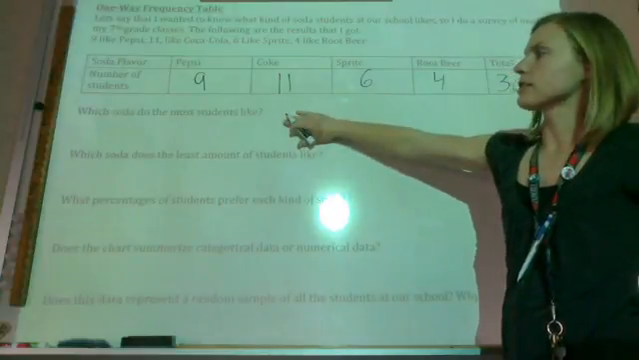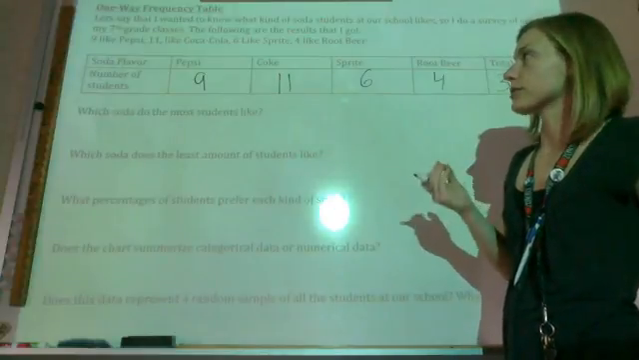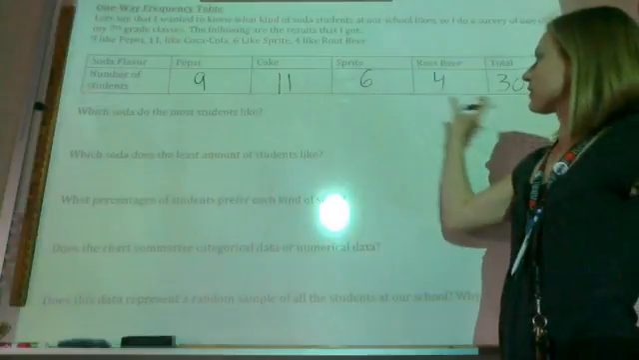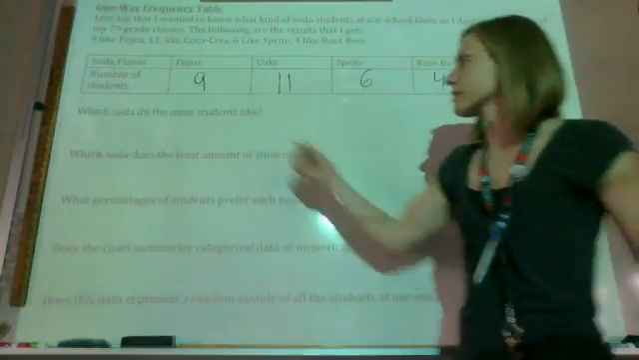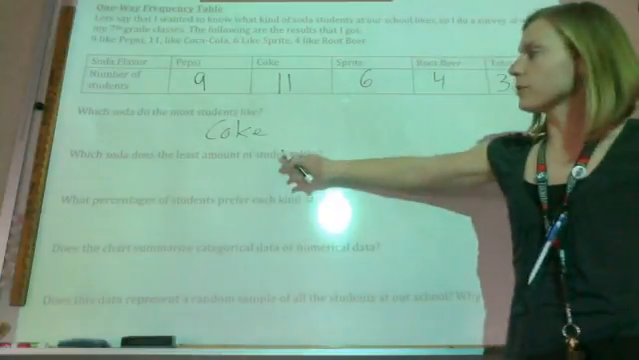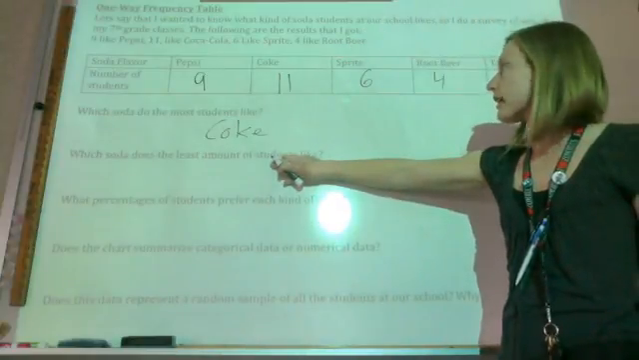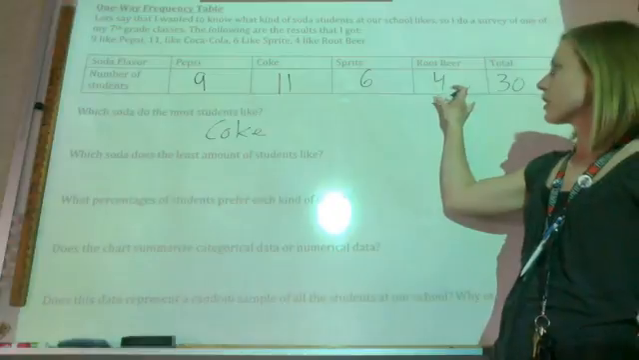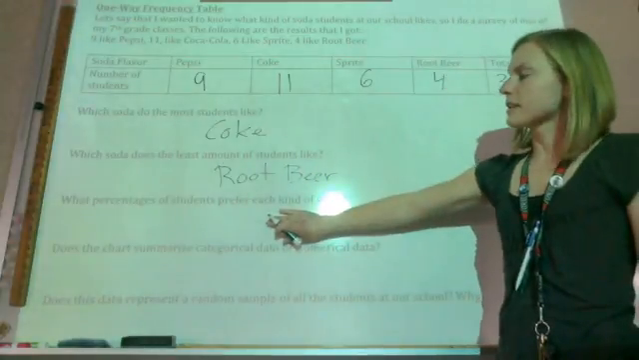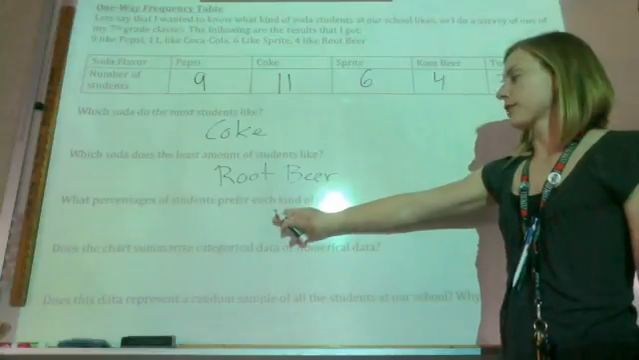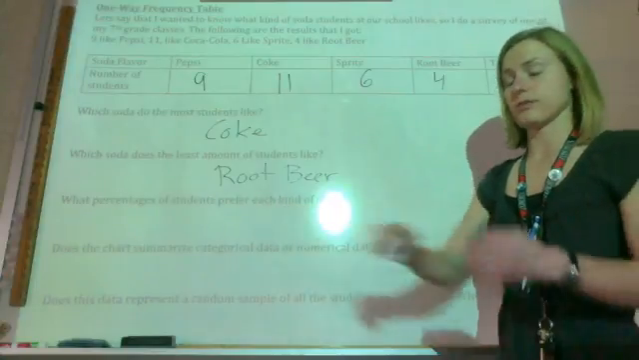So the first question is, which soda do students like the most? Well, that's actually pretty easy for us to see, that Coke has the highest number of students who said they like it. So this is going to be Coke. Second question, which soda do the least amount of students like? Well, this is pretty easy for us to see. Root beer had the lowest amount of students. Then it's asking what percentage of students prefer each kind of soda. So now we actually need to do some math.